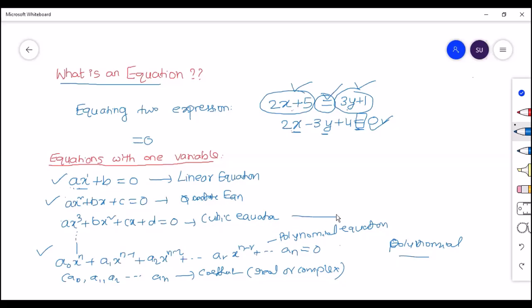It is a cubic expression if it is not equal to 0. If it is not equal to 0, simply ax plus b is a linear expression, and ax square plus bx plus c is a quadratic expression. The same way, cubic expression, nth degree polynomial. So this is the concept under equations with one variable.